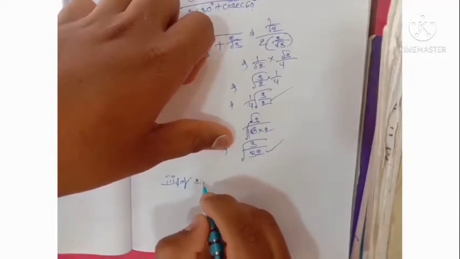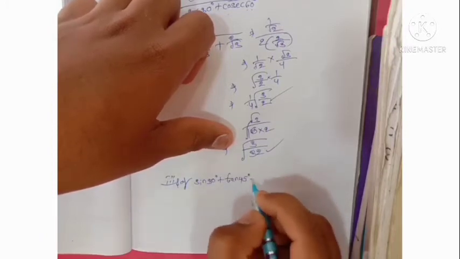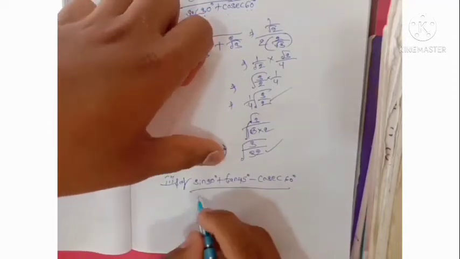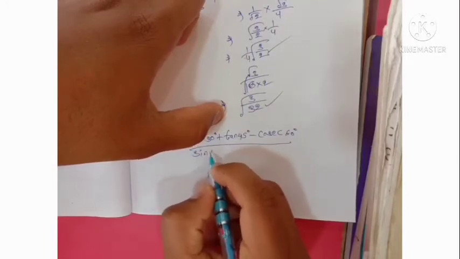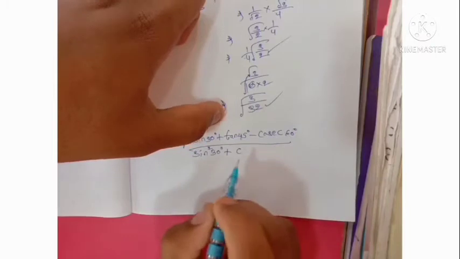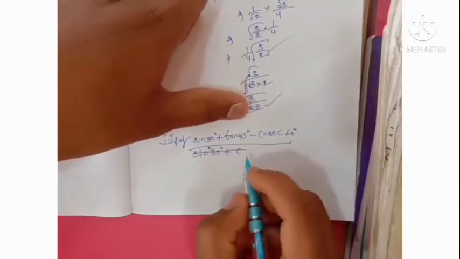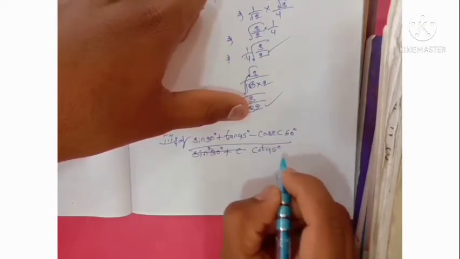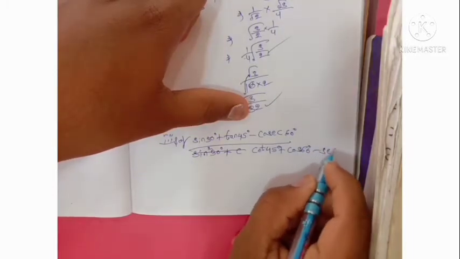Sin 30 degrees plus tan 45 degrees minus cosec 60 degrees, by sin square 30 degrees plus cos... sorry, oh, I just entered wrong. Here it's sin square 30, cot 45 degrees plus cos 60 degrees minus sec 30 degrees.